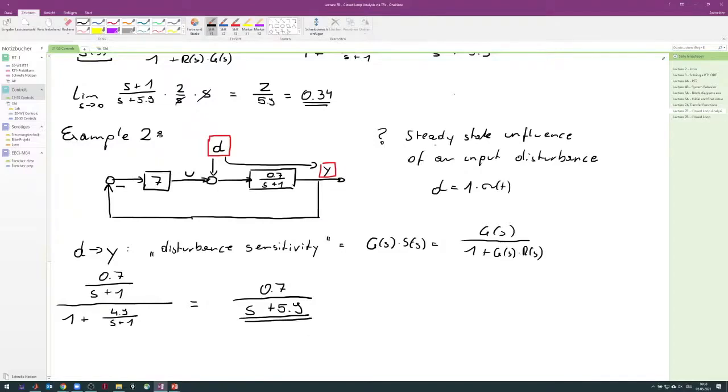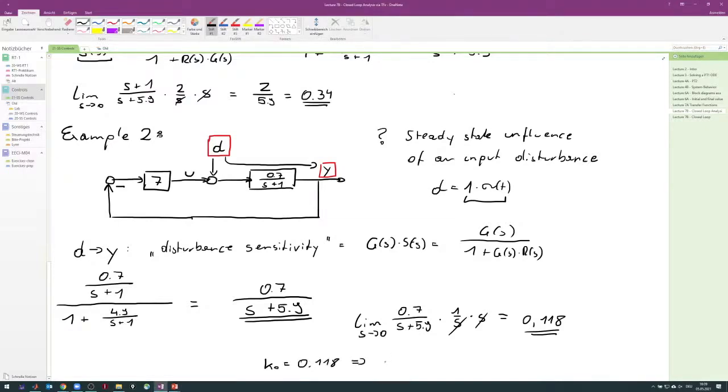Okay, so we now want to know the steady state influence. So we say limit s going to 0 of 0.7 over s plus 5.9. The input is 1 over s, right? This guy here. And this s we must not forget. And this one results in 0.7 over 5.9, which is 0.118. So the same goes if you compute your steady state gain.